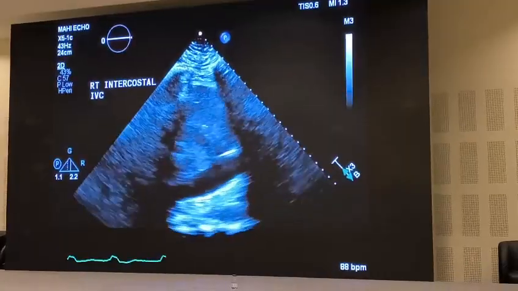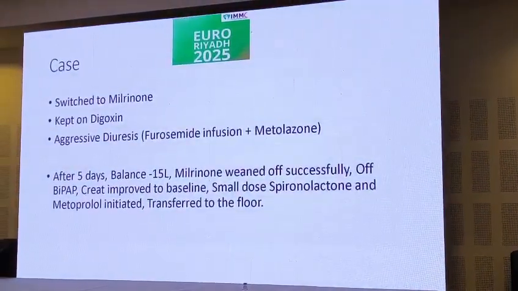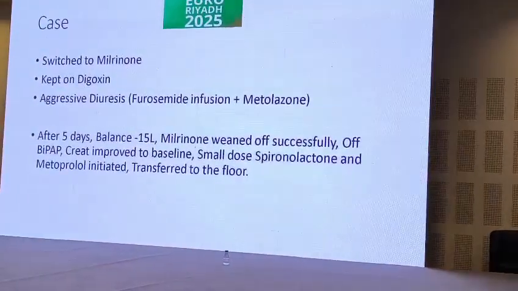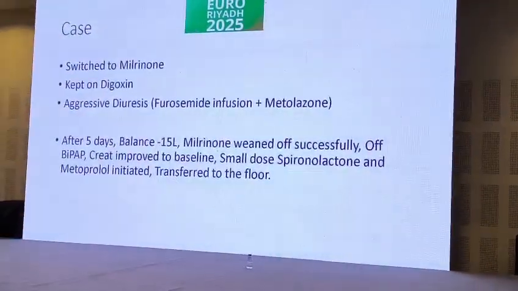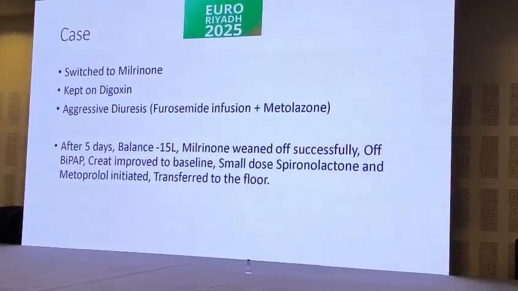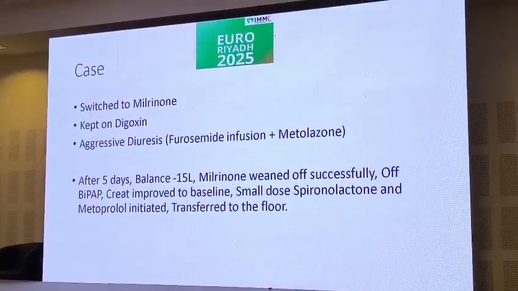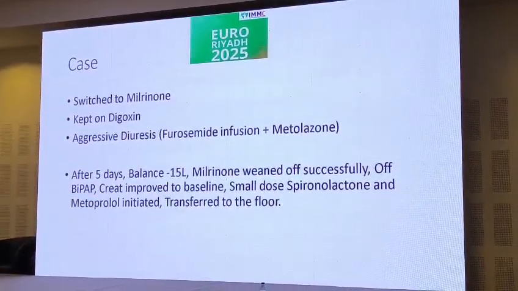So it was clear that this was mostly a preload problem. This guy is severely overloaded and his RV is suffering because of a preload problem. So we switched to milrinone because he had chronic AFib and fast heart rate, kept the digoxin, avoided beta blockers, and did aggressive diuresis with Lasix. He didn't need CRRT.